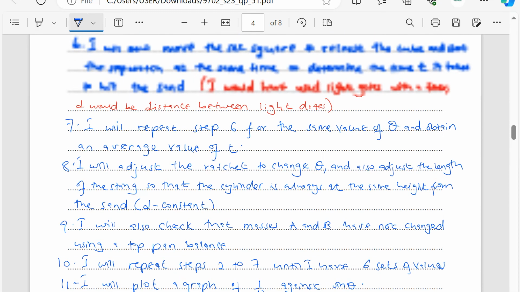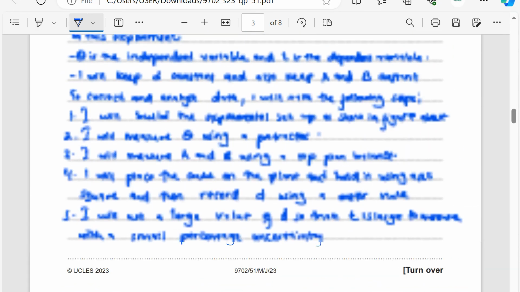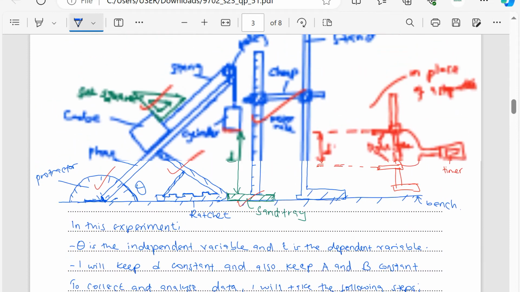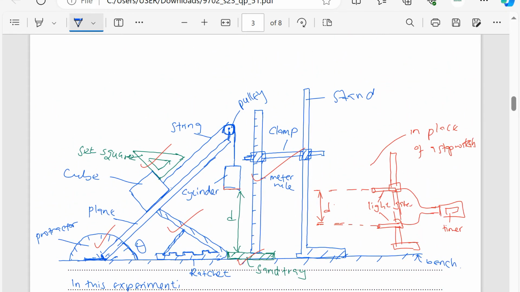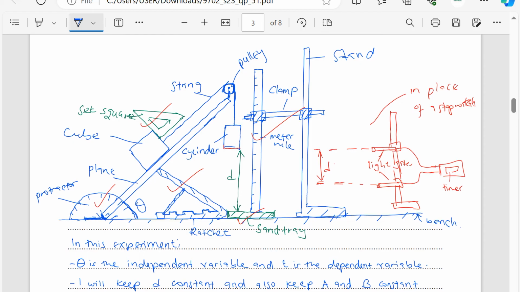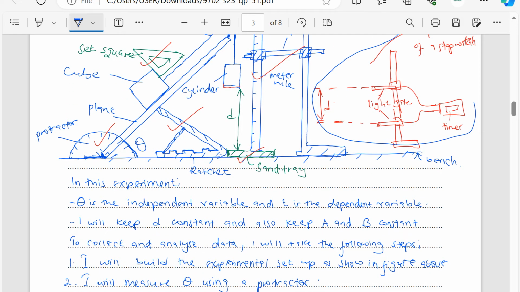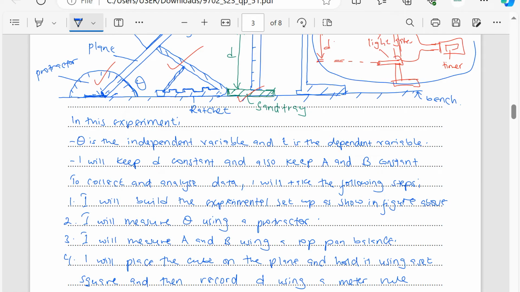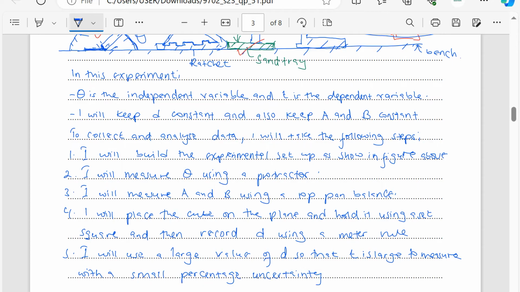So this is how I would present my work, how I would present my plan if I was answering this question. So you can look at my diagram, and remember this part here, I said in case you don't want to use a stopwatch to measure time, you would add light gates. In this experiment, theta is the independent variable and t is the dependent variable. I will keep D constant and also keep A and B constant. To collect and analyze data, I will take the following steps. I will build the experimental setup as shown in the figure above. I will measure theta using a protractor.